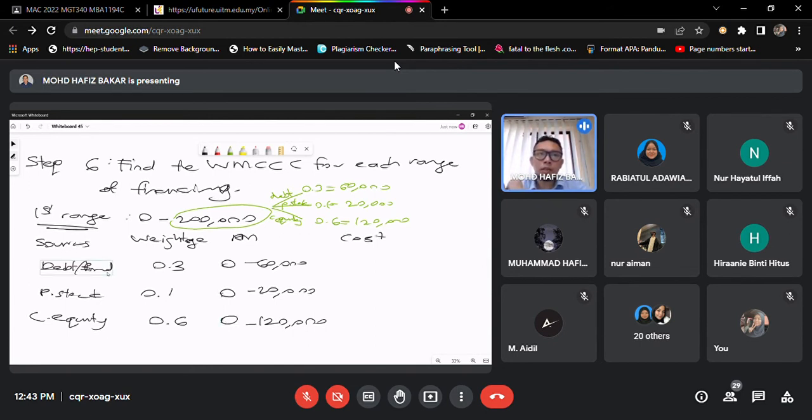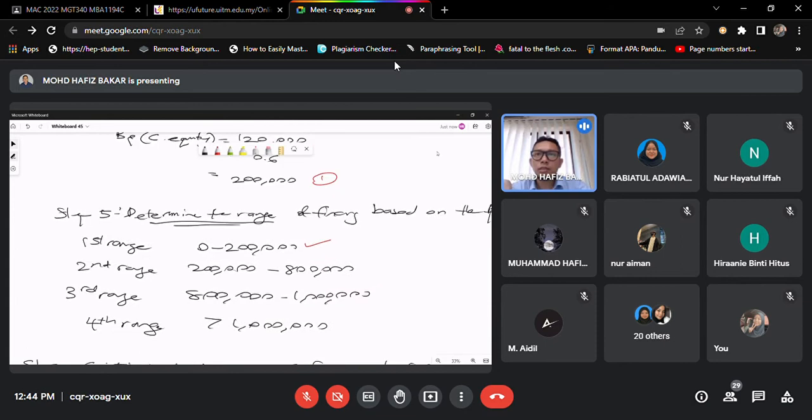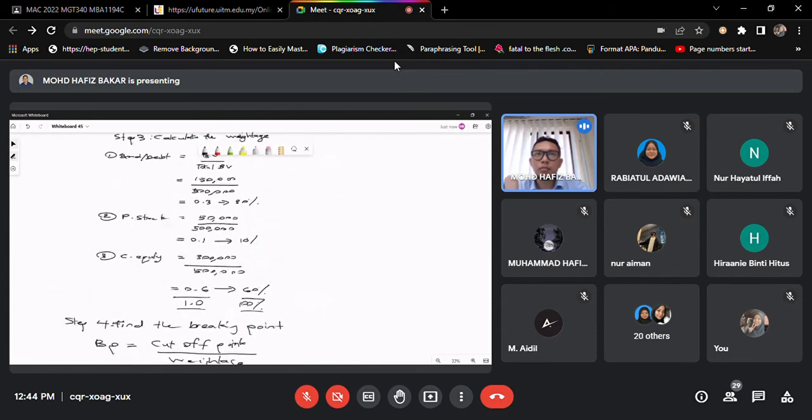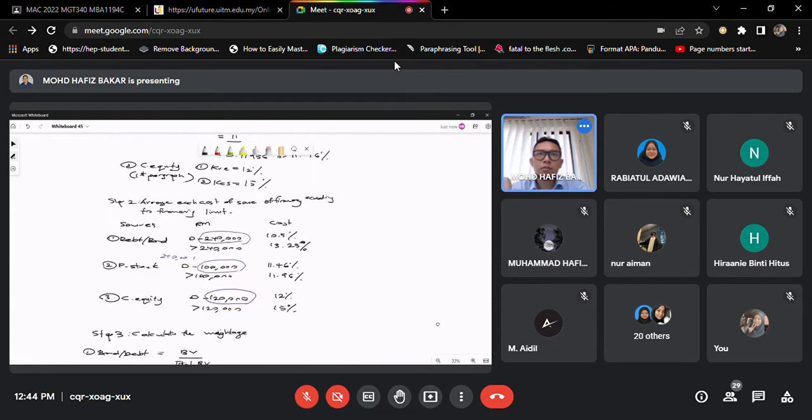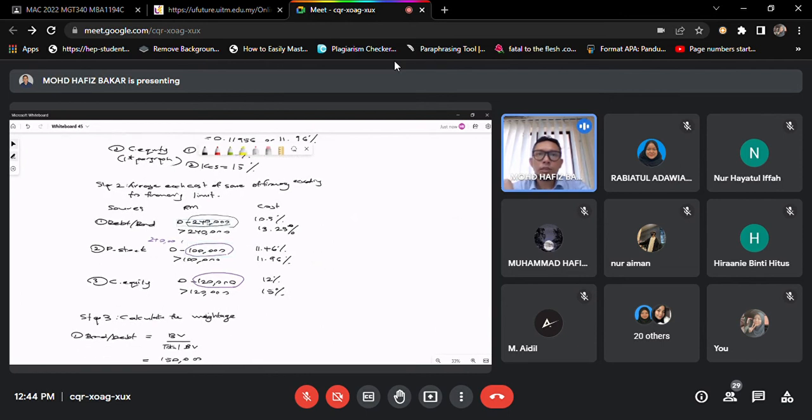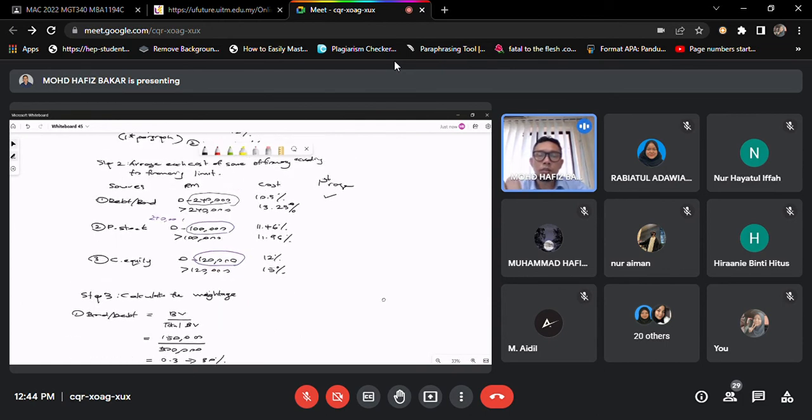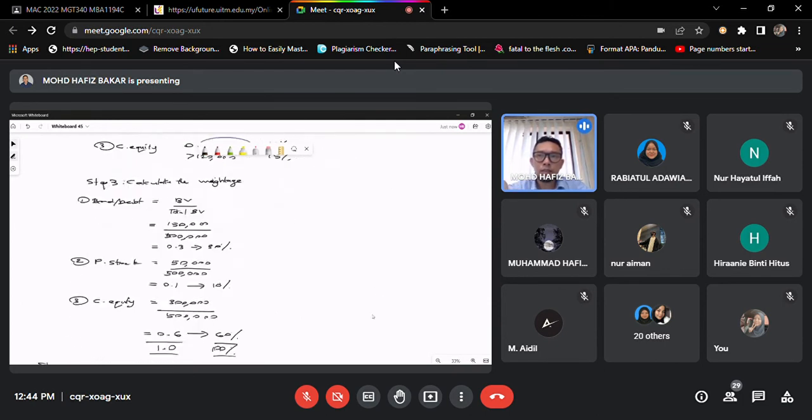Tengok debt or bond dulu. 0 to 60,000, what is the cost? 0 to 60,000, step number 2. This one 0 to 60,000. 60,000 is still within the range of 240,000. So the cost must be 10.5%. First range. Okay, 10.5.